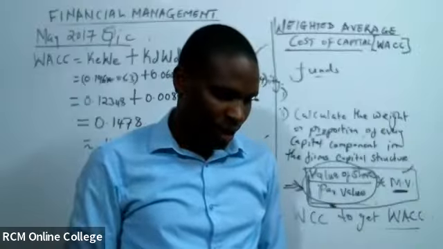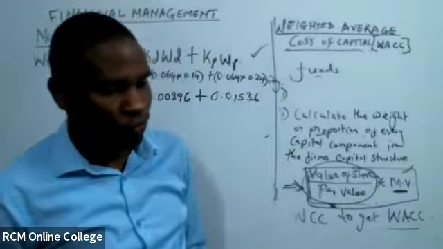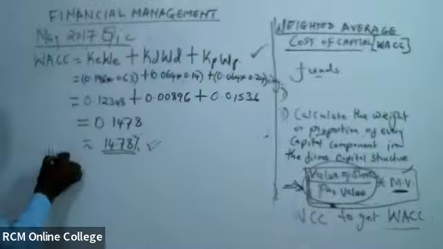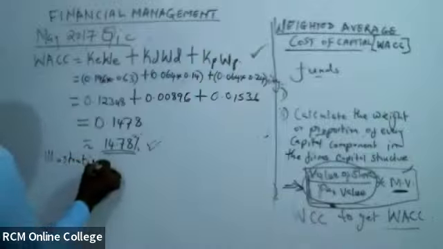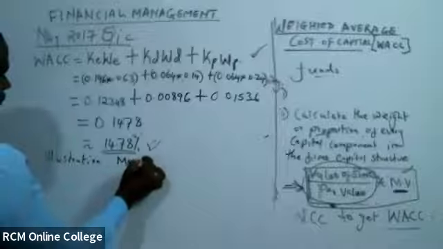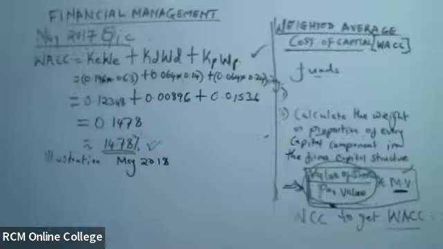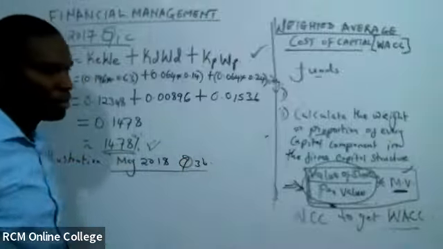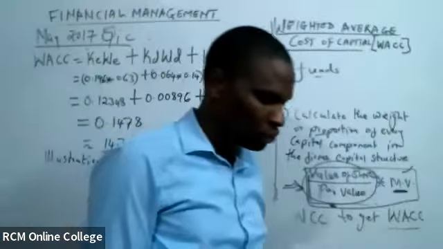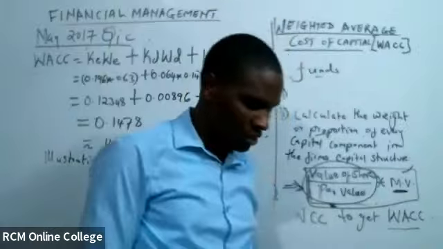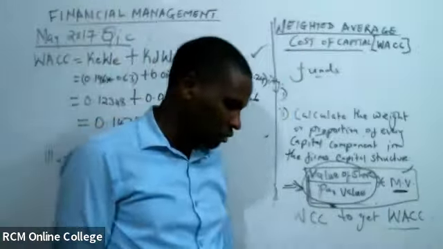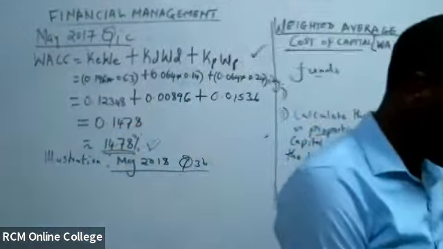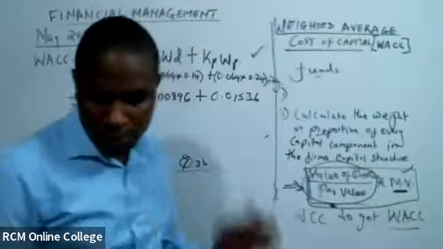And now I want us to move to illustration number 2. So illustration 2, class. Illustration number 2 to come from May 2018. Somebody to share May 2018 question number 3 boy. Are we there? Somebody to share in the group so that we are able to solve that question together. May 2018, question number 3 boy.